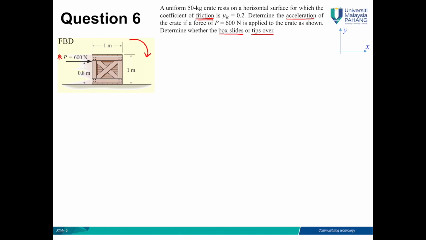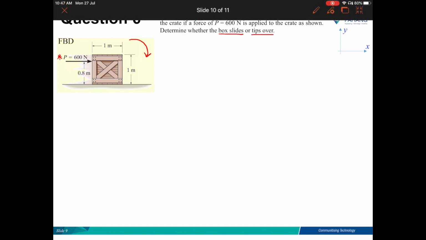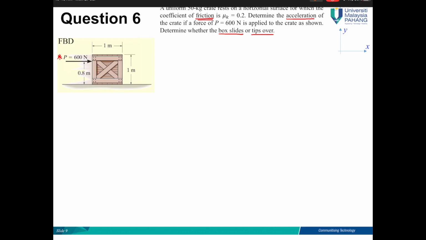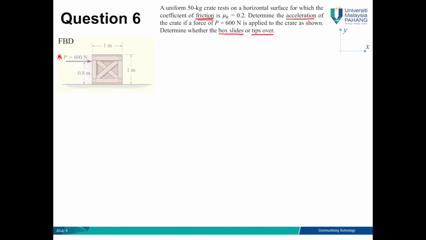Okay, so we will start with the free body diagram. I'm going to erase this first. The box will definitely have a weight at the center of gravity. This is a square box, so the center of gravity is exactly in the middle of the box. Now notice that the contact point between the box and the ground is quite large, so we don't know where exactly the normal force is acting.